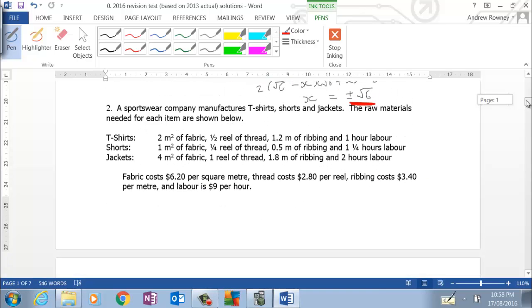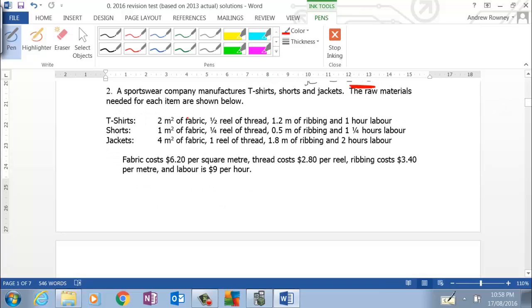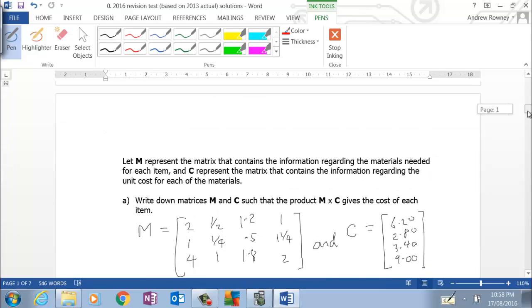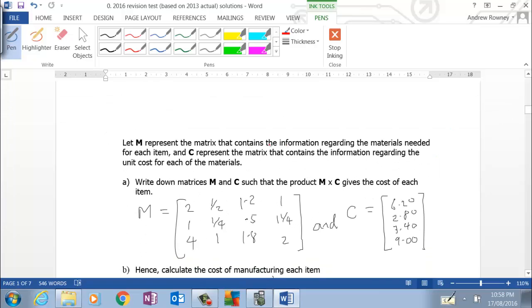This is a contextual question, so we've got t-shirts, shorts and jackets made of fabric, thread, ribbing and labour, and the cost of each is there. Now, the first question says put M as the materials matrix and C as the cost matrix. So the materials matrix is here. That's a 3 by 4, and the cost matrix is here.